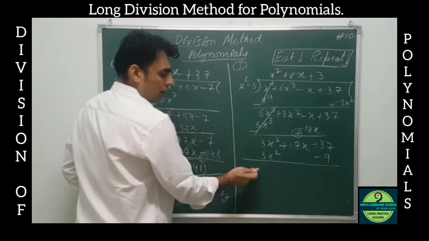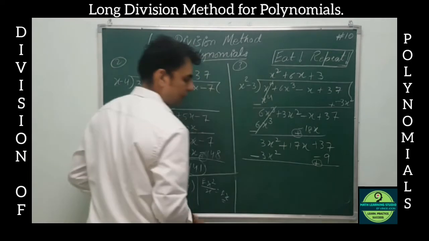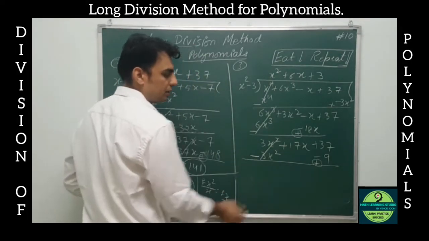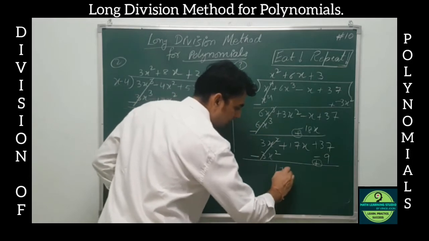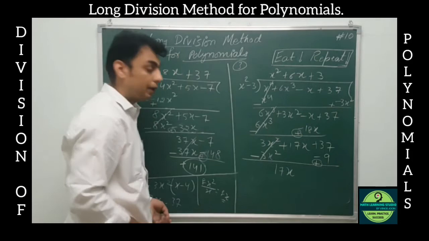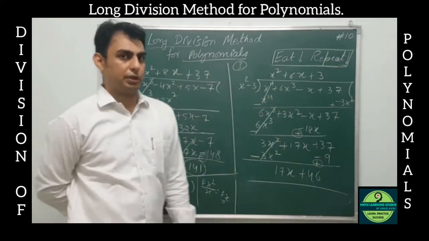We again subtract. For that we change the sign. This sign changes, this sign changes. So minus 3x square, minus 3x square again cancels. Now 17x will come first, and 37 plus 9 becomes 46, plus 46. And we end the division here.